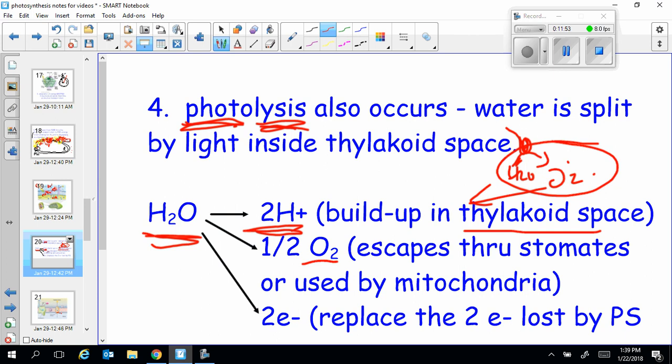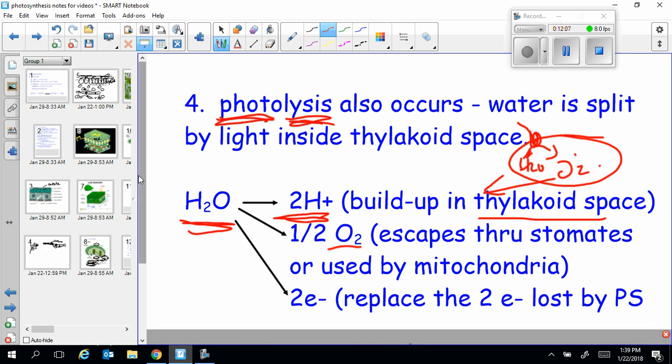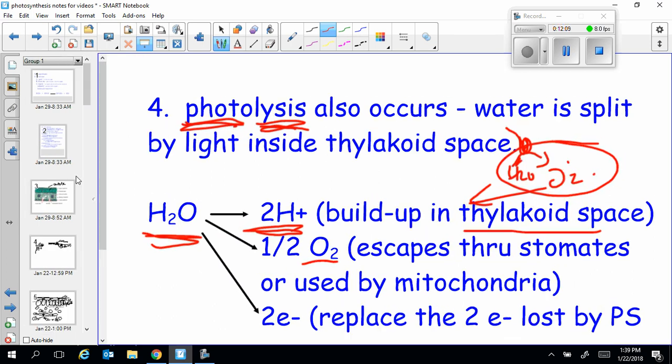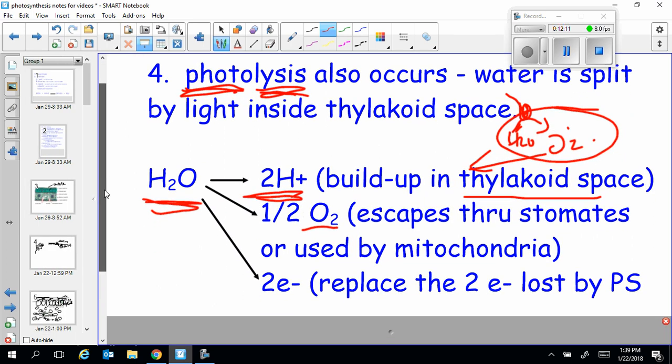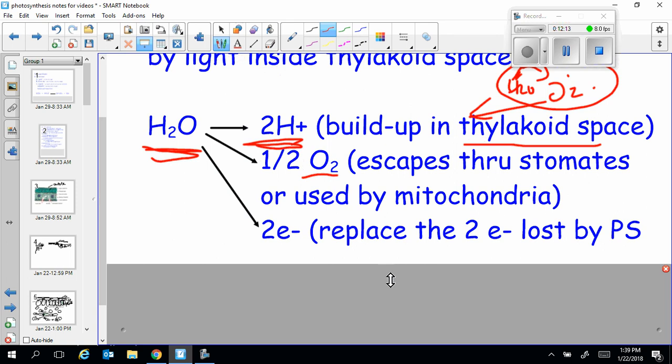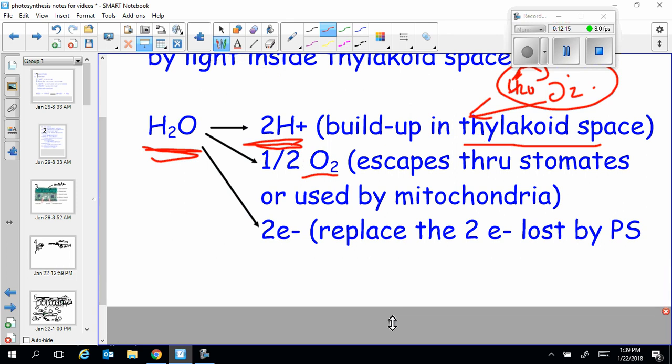All right, and then the two electrons that are broken as water is broken, they are going to go replace the two electrons that photosystem 2 lost. So that is a really common question and a really common idea. What happens to those electrons that photosystem 2 lost? Water replaces it. Water replaces the electrons that were lost.